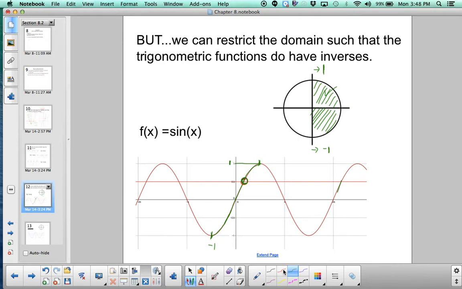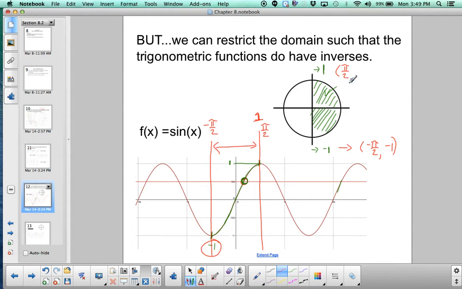So what that means is if I were to restrict my domain here, I would get to my maximum of +1. I would get to my minimum of -1. I would take on all of those values, but my domain would be restricted in here from -π/2 to π/2. Okay, so here at -π/2 I get -1, and here at +π/2 I get +1.